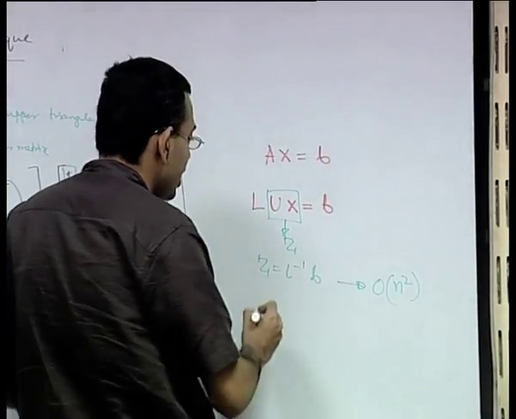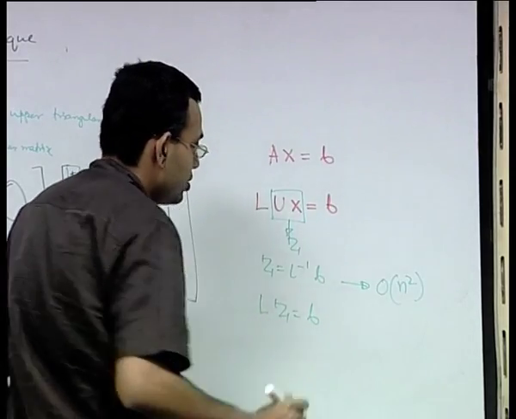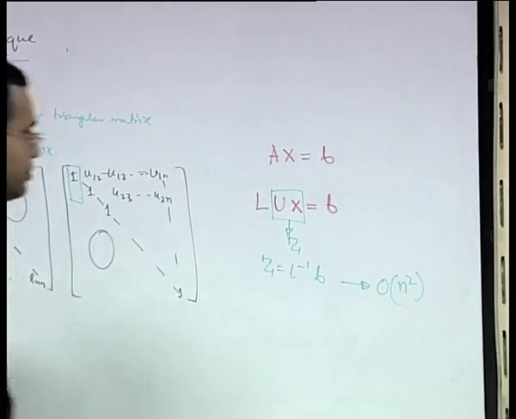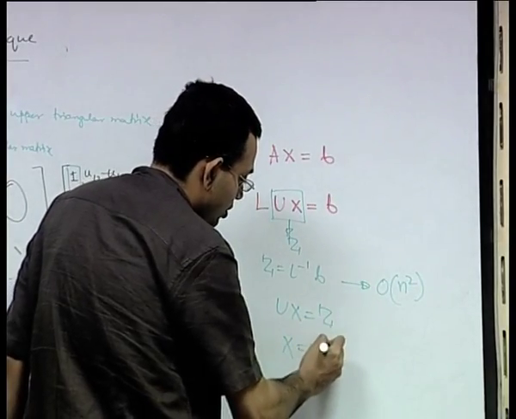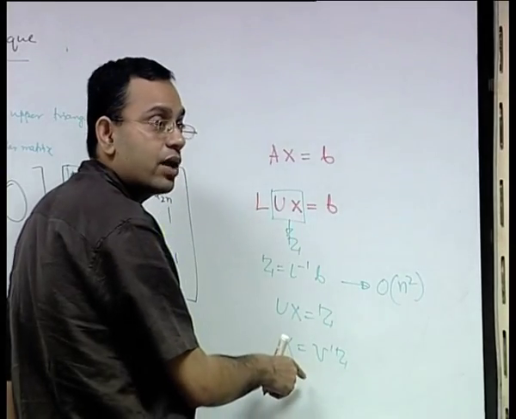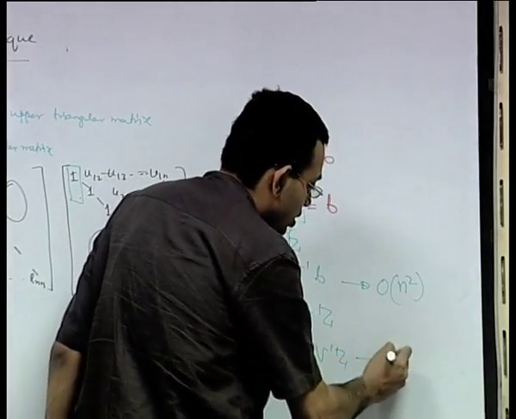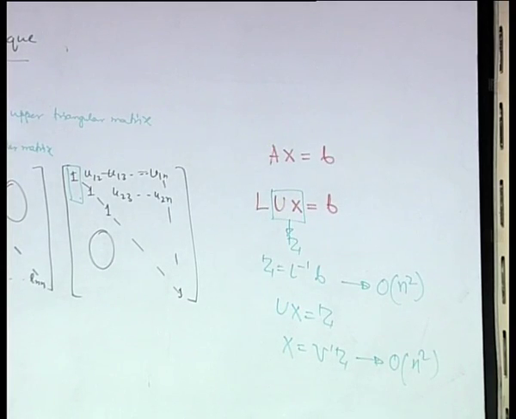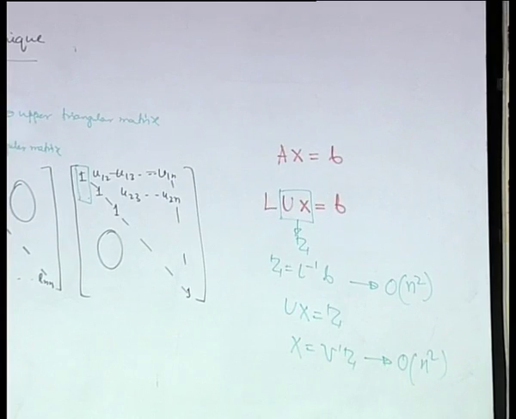Then once you know this z, then Ux equal to z, so x equal to U inverse z. This is like backward substitution, because U is the triangular matrix. So, this is of the order of n square. So, it gives you a feeling that this algorithm is of the order of n square and it is better than the Gaussian elimination, but that is elusive.